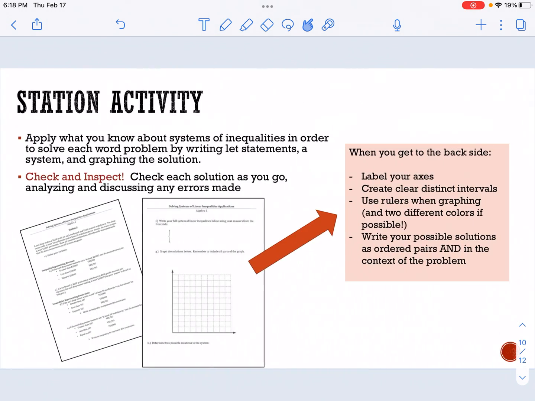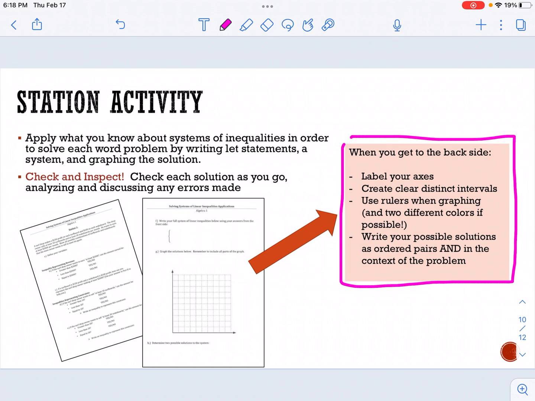All right, now that you've actually tried out a problem on your own, you're now going to move on to the station activity. When you're ready, you're going to move on to Google Classroom. You're going to access the station activity. Hopefully you can get a hard copy. Please make sure that when you get to the backside, they're really going to start asking you to graph. These are some things that I expect to see.